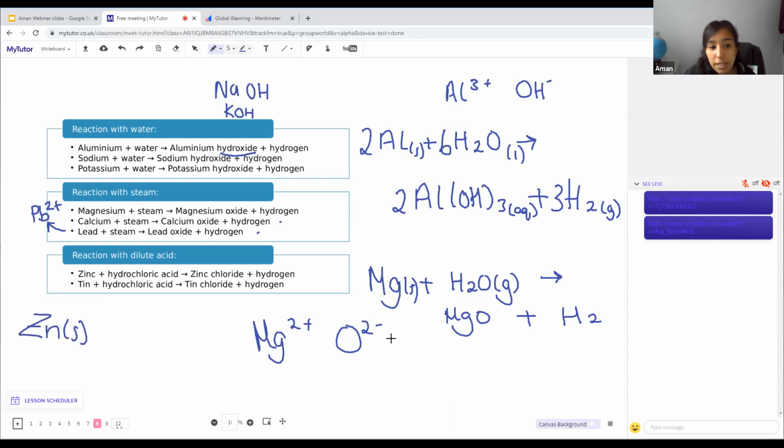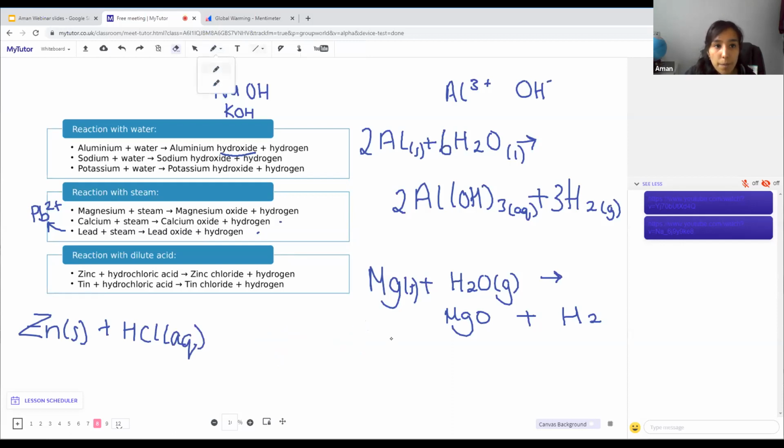Acid, hydrochloric acid is just HCl. Remember, acids are always aqueous. It's going to produce zinc chloride. So what's zinc chloride then? If I tell you that zinc forms a Zn2+ charge, and chloride is Cl-. So Zn2+, Cl-. What's the formula for zinc chloride? Good, ZnCl2, excellent, well done everyone.